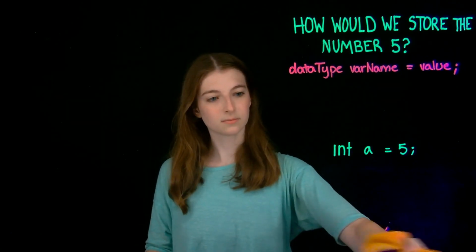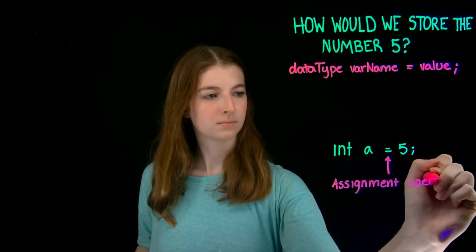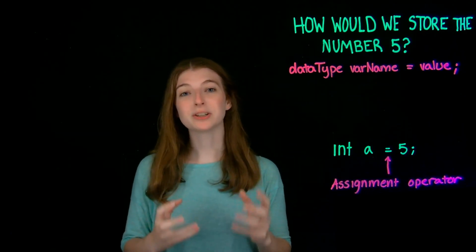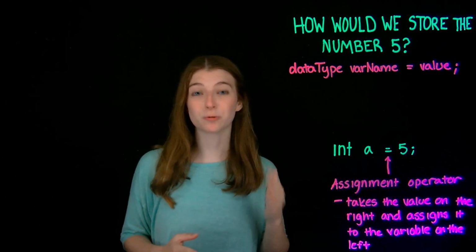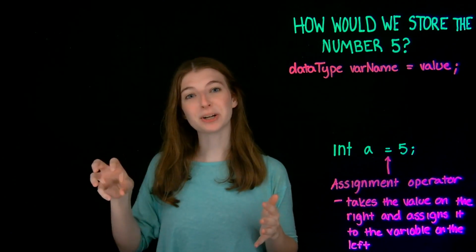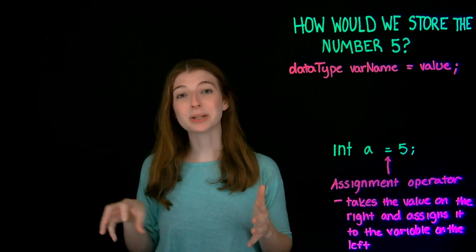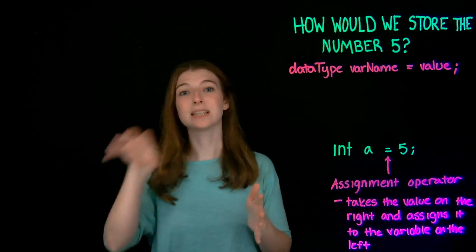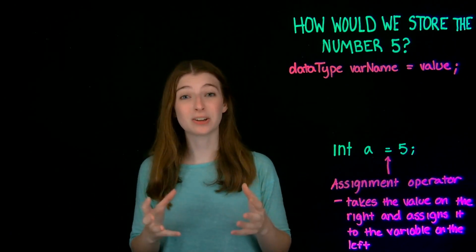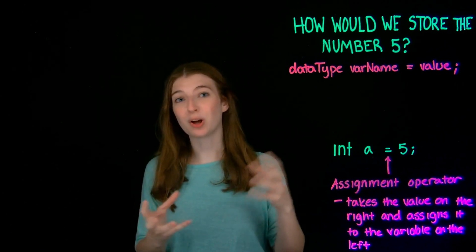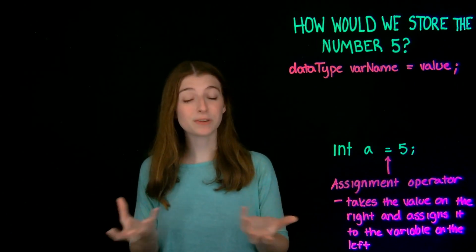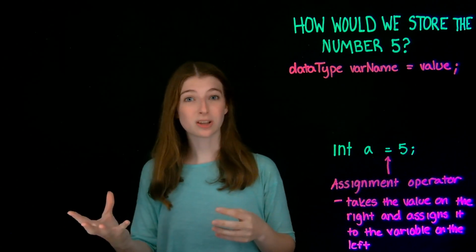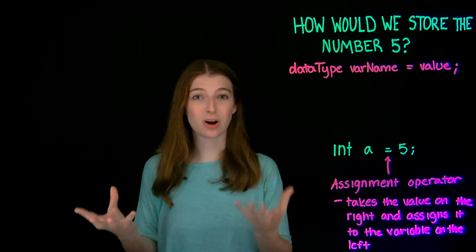Now, following the variable, we have the assignment operator. The assignment operator's job is to take the value on the right and assign it to the variable on the left. The assignment operator always works right to left. It will never assign a value on the left to a variable on the right because that's not how we write our variables. The variable always goes on the left and the value always goes on the right.